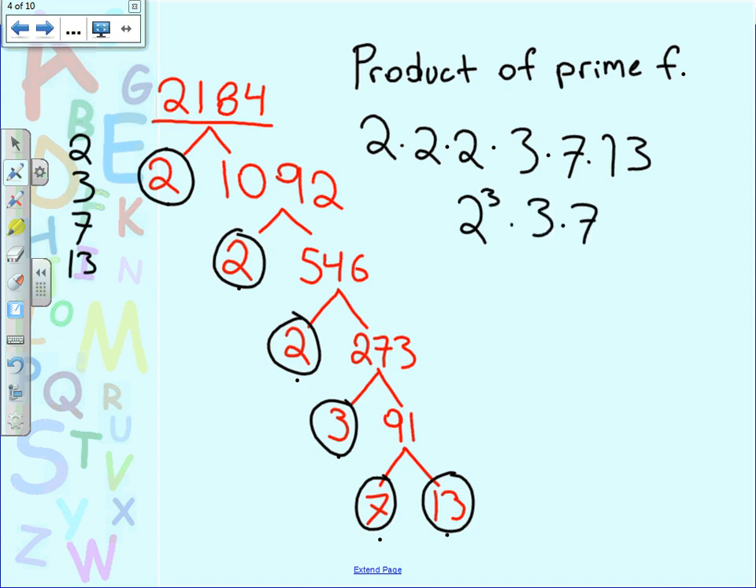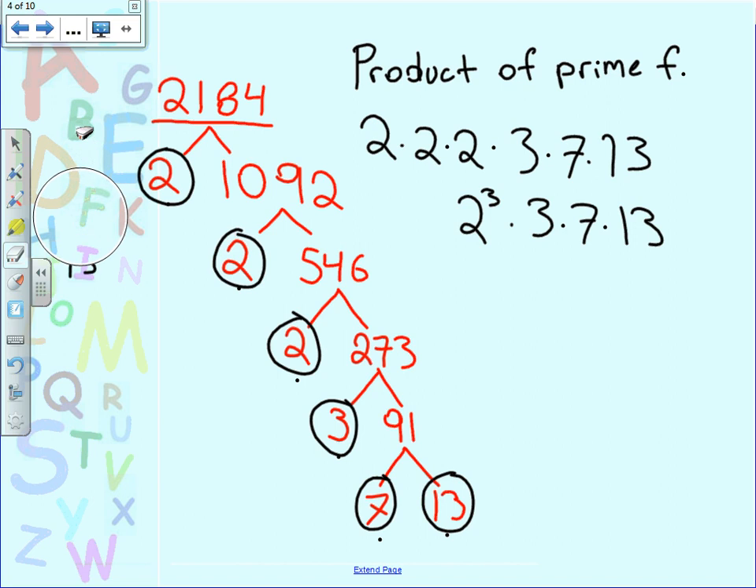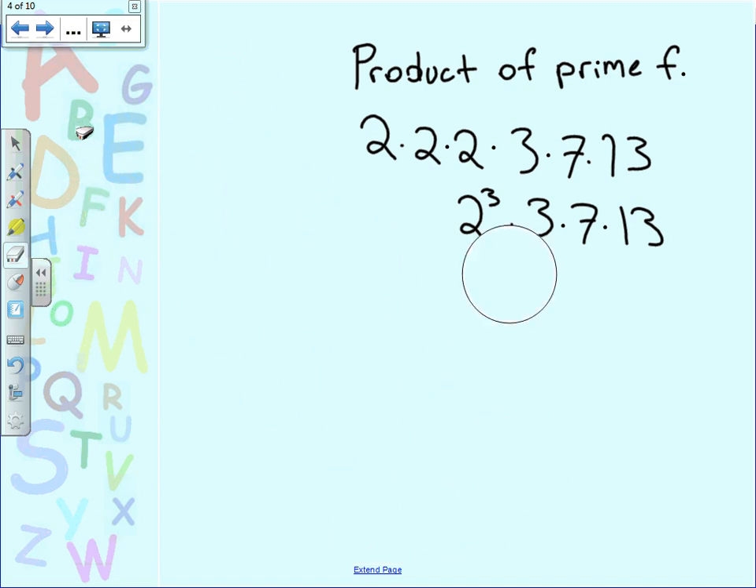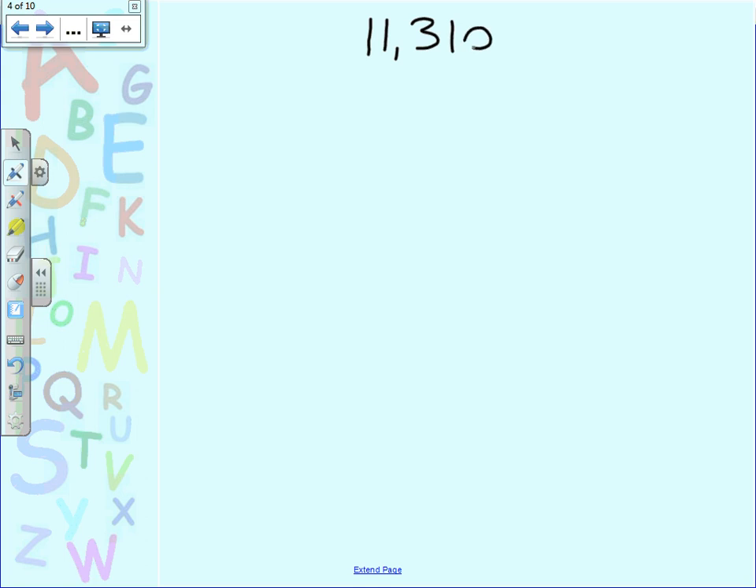Any questions? Okay. Let's try this out. Another example using the table. We're going to do a bigger number. We're not going to give you easy numbers. 11,310. Two definitely goes in. Is there a bigger prime that we know goes in right off the top of our heads?